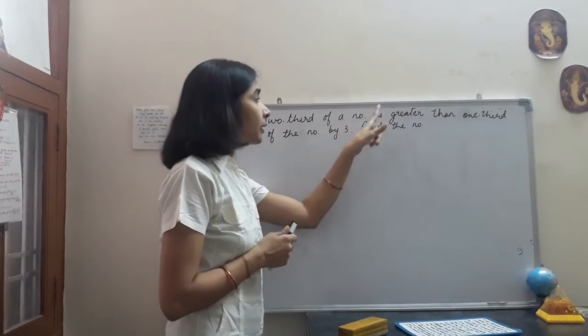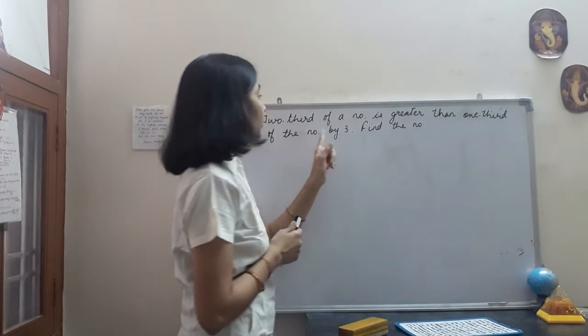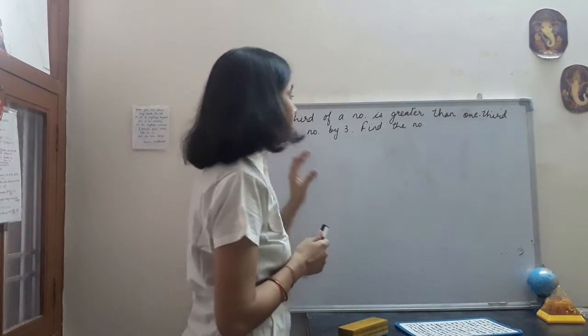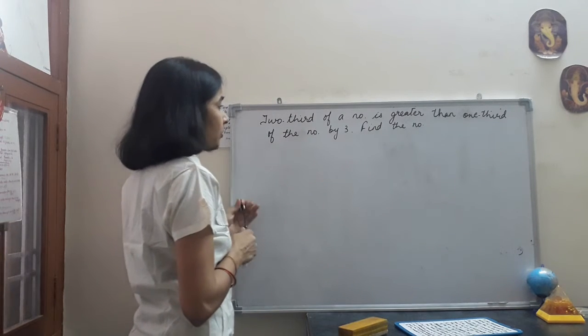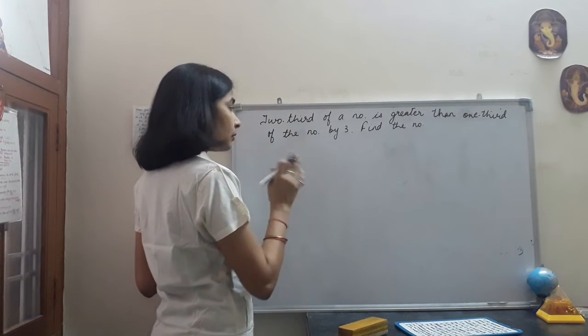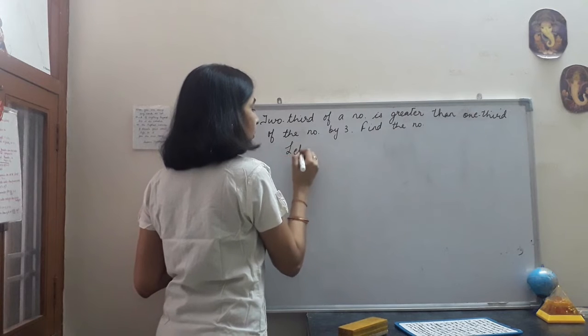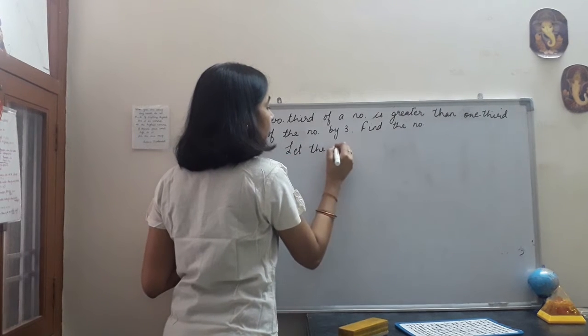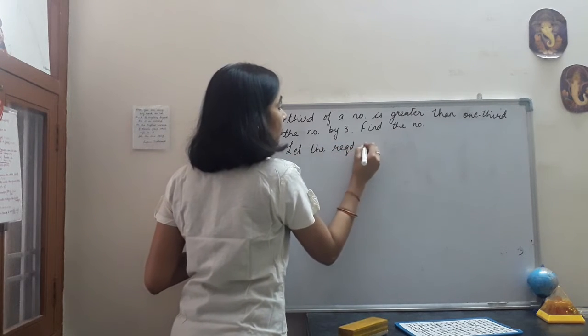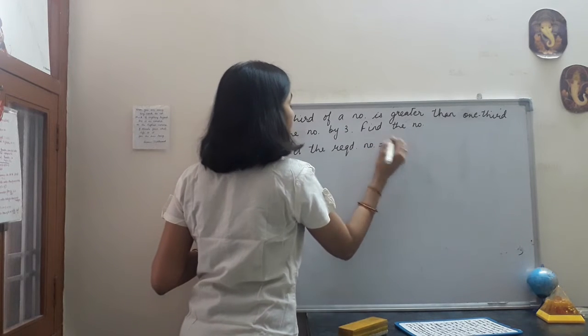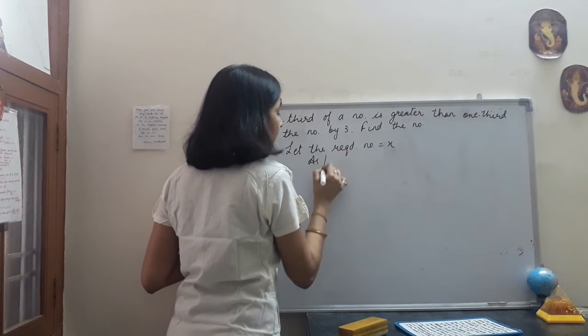2/3 of a number is greater than 1/3 of the number by 3. Find the number. Such a small question, and the solution is also very small. First of all, we are supposed to suppose let the required number be equal to x. Now as per the question we will make the equation.